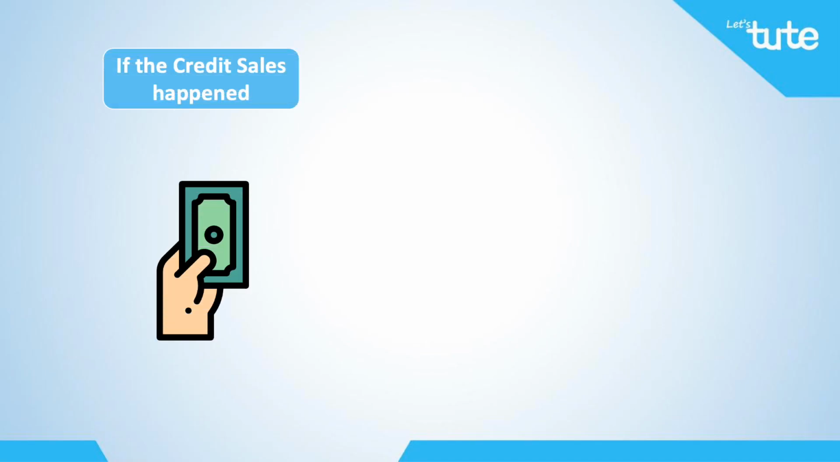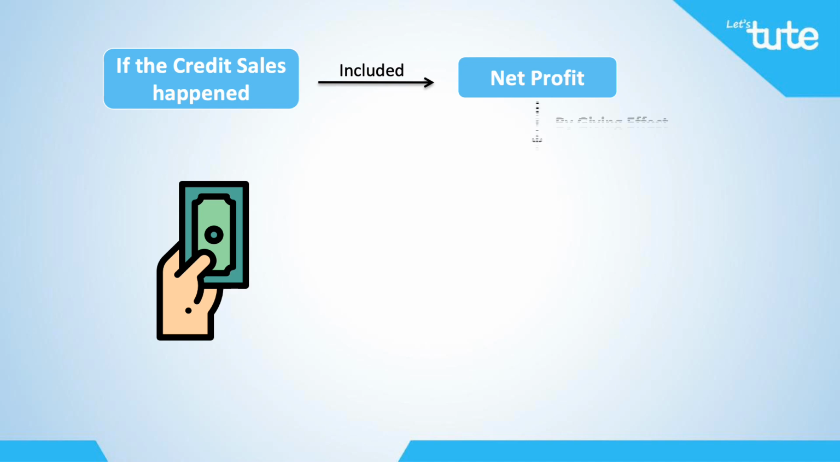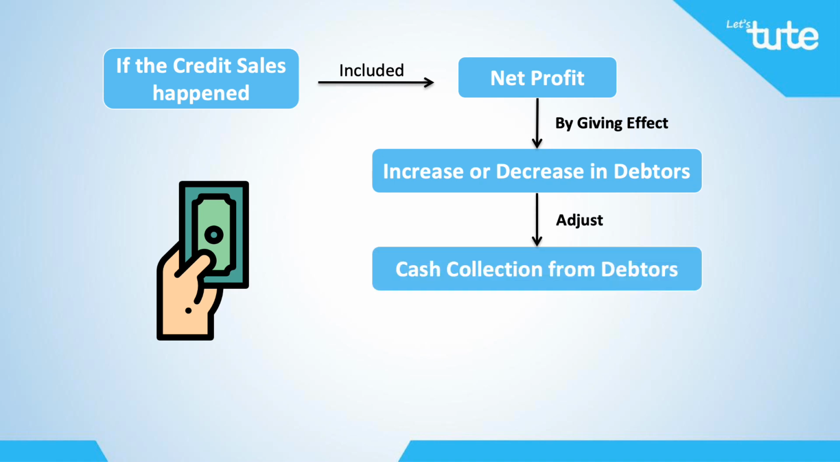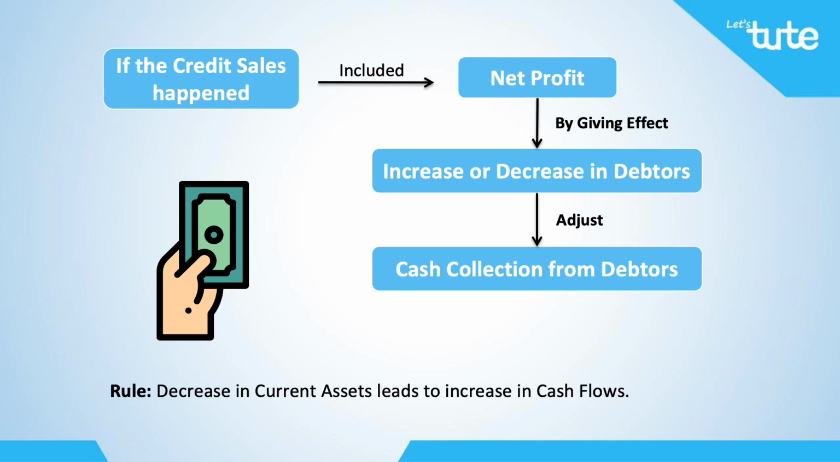Even if there are credit sales in the year, that figure of sales would be included in our net profit figure, which is our starting point in the indirect method. By giving the effects for opening and closing debtors, we ultimately adjust for cash collection from debtors. So we can say a decrease in current assets leads to an increase in cash flow. In other words, cash inflows.